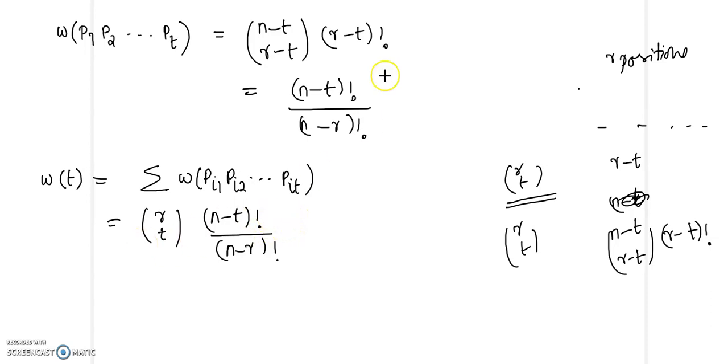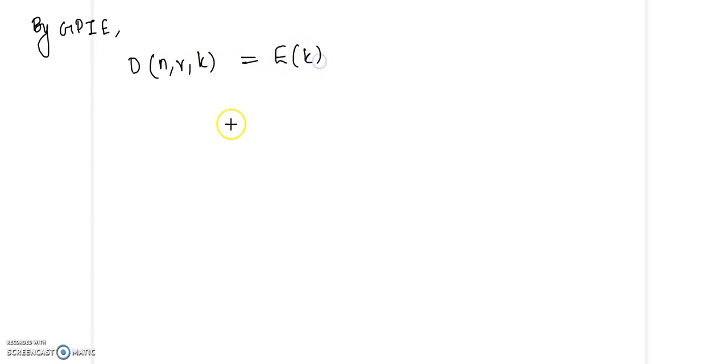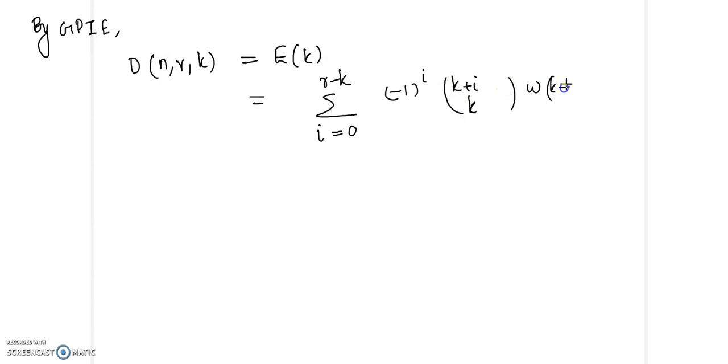And now let us find the value of d of n, r, k. So by generalized principle of inclusion and exclusion, d of n, r, k will be equal to e of k. Now e of k will be summation over i equal to 0 to r minus k, minus 1 raised to i, k plus i C k, omega of k plus i. That will be the value of e of k.